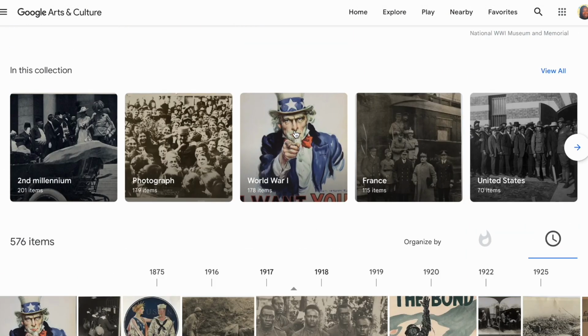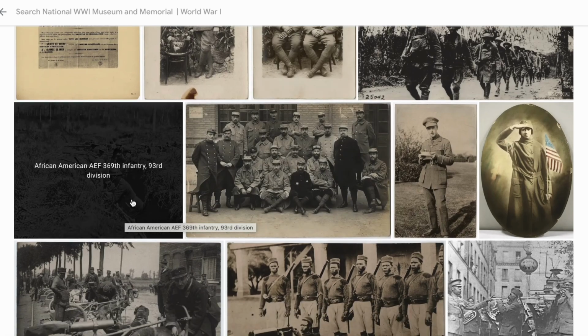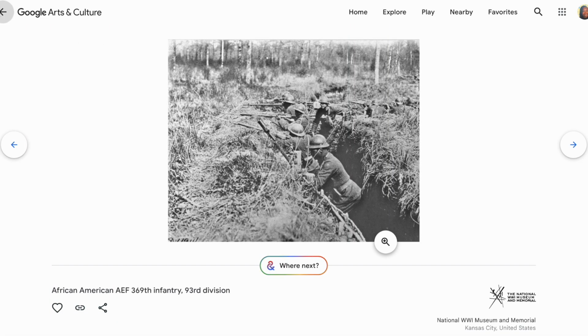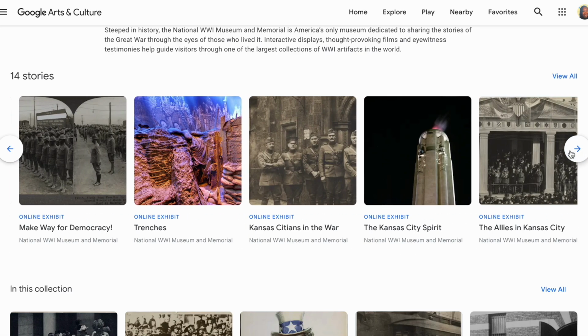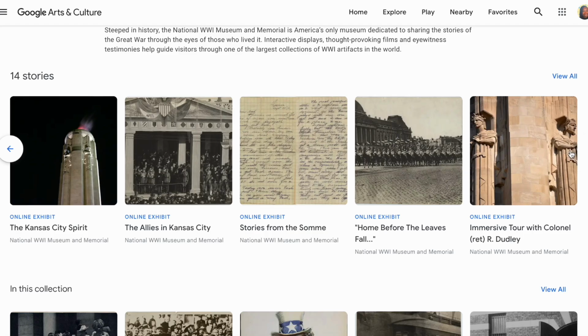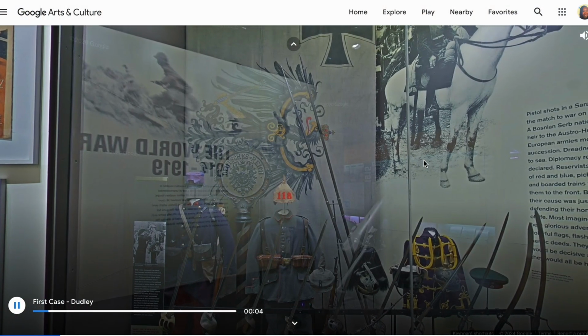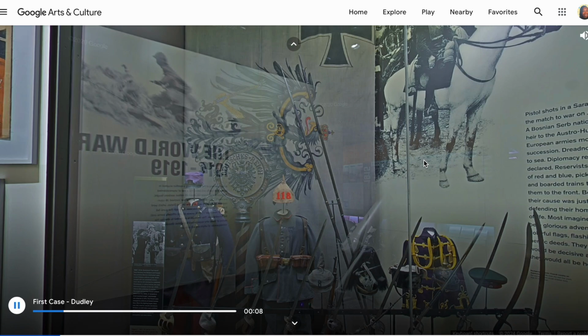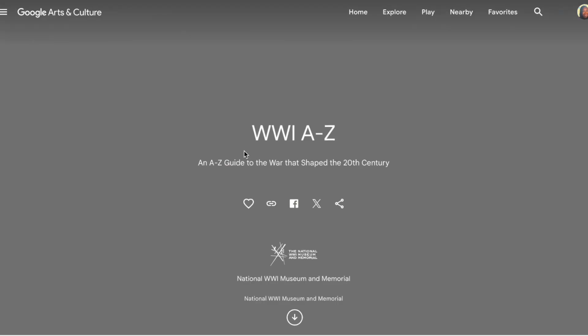They were coded by year, by poster, and by propaganda. When you click on it, it gives a brief description. And it was just really amazing. So actually, it has different stories that you could go down. They have an immersive tour that gives the guiding view of a specific ranking soldier.